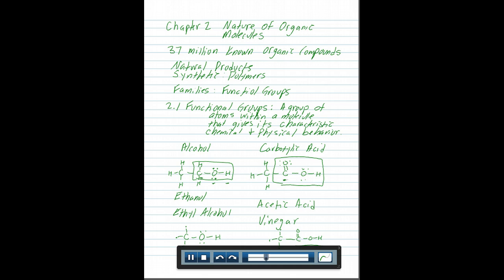I'm kind of making a joke, but the whole point is that just by changing one small group, by changing the functional group, you change the chemical and physical behaviors of the molecule. And we're going to learn a whole bunch of different functional groups that are very important for recognizing what kind of molecule it is.